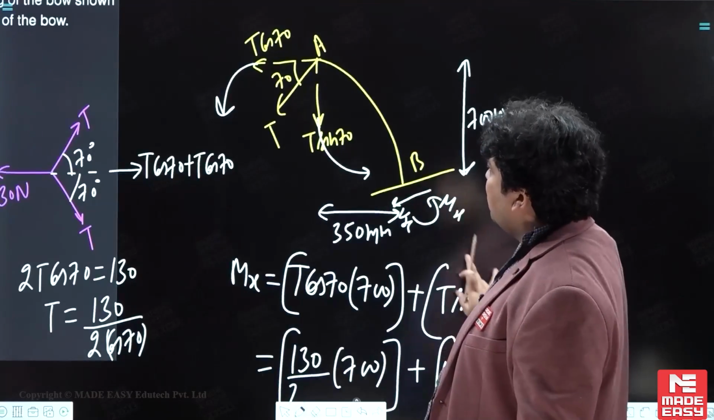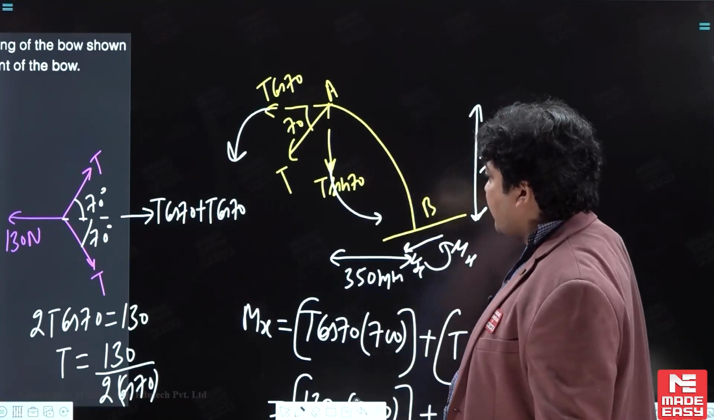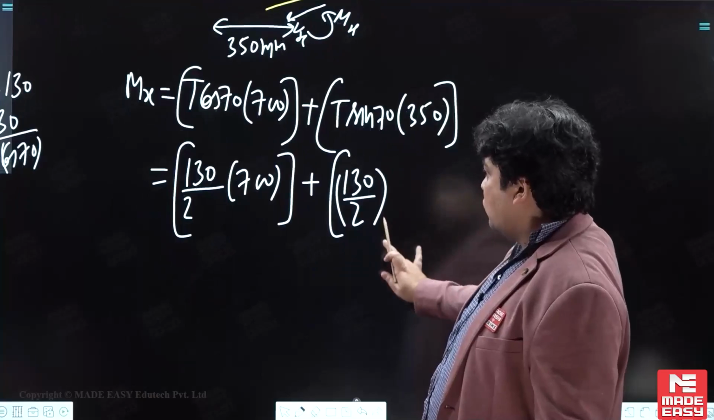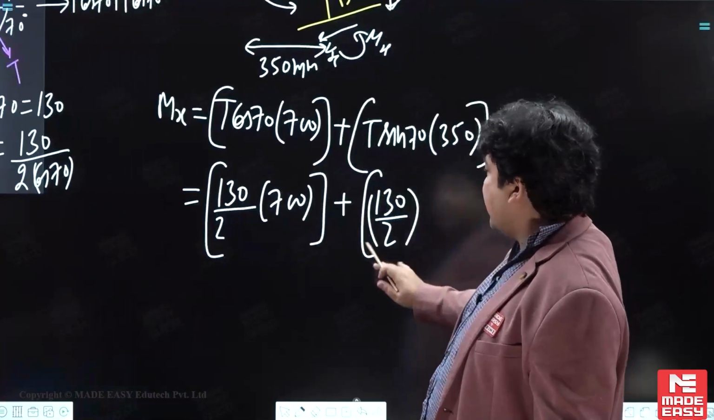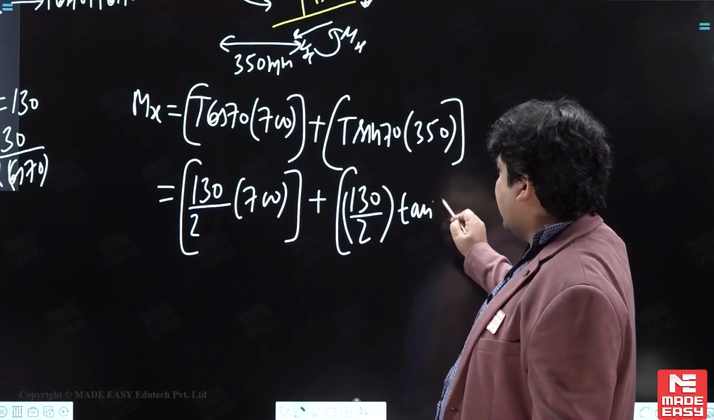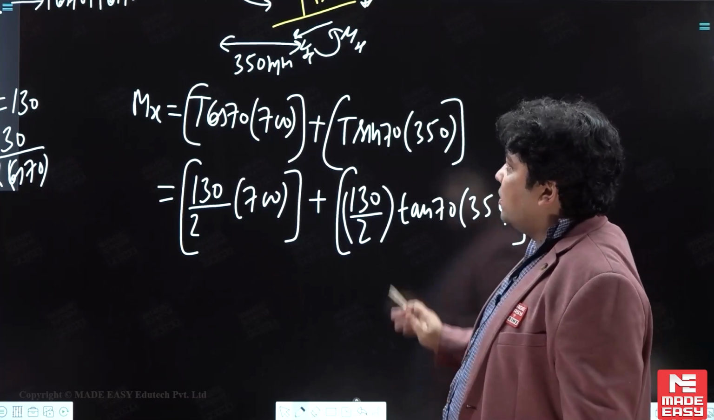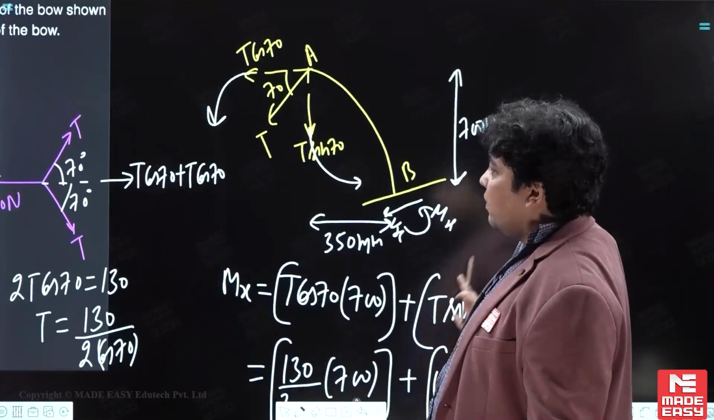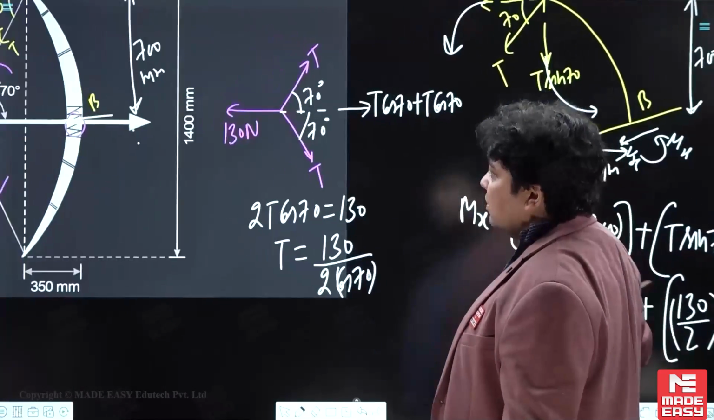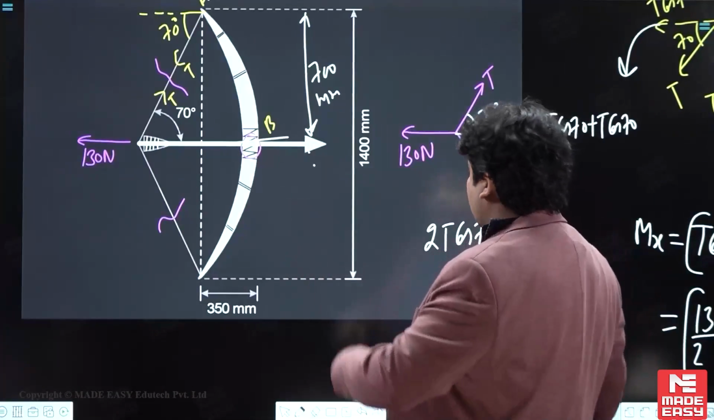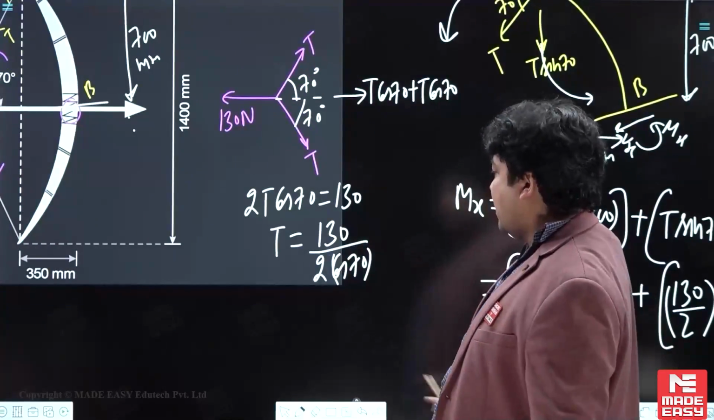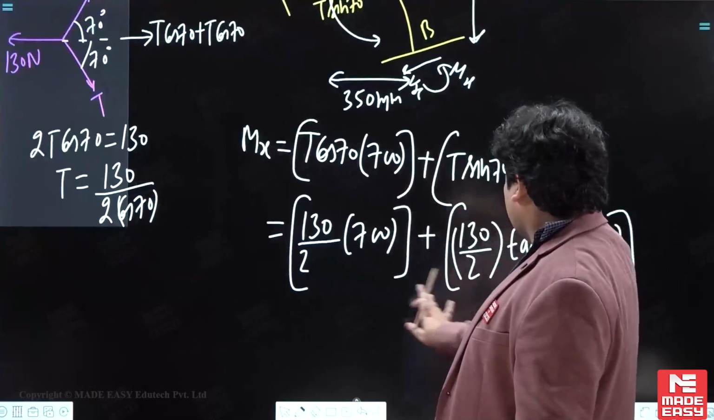Why? Because this value is T cos 70, and this is T sin 70 into the 350 value. So 130 by 2 sin 70 cos 70 gives 1070 for this one, and this one is 350. The tension T value is given as 130. So we just put the values 130 by 2 and 1070.